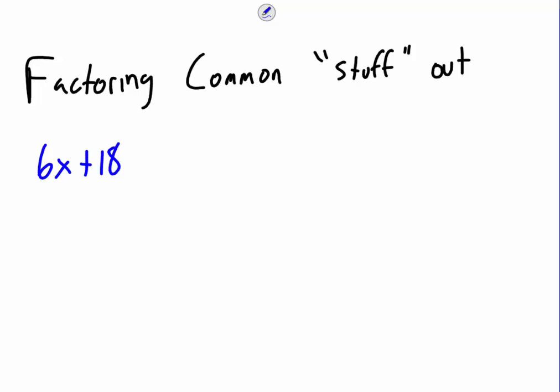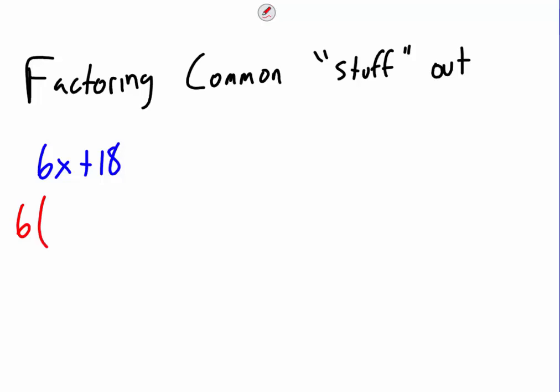I just have to look at this and say, all right, what is the common stuff I can factor out here? Well, what's the biggest number that divides into both 6 and 18? It's 6. So I'm going to factor out a 6. I can't factor out an x because over with the 18 there's no x. So I cannot do that. So I have a 6 that I'm factoring out. So I put my parenthesis there.